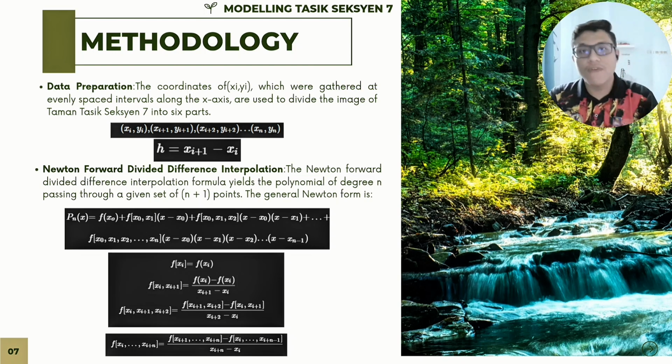Next, we go to the Newton forward divided difference interpolation. We use the Newton forward divided difference formulation to create a polynomial that passes through our collection of points. So, we can calculate divided differences into the first, second, and third order to build a divided difference table.